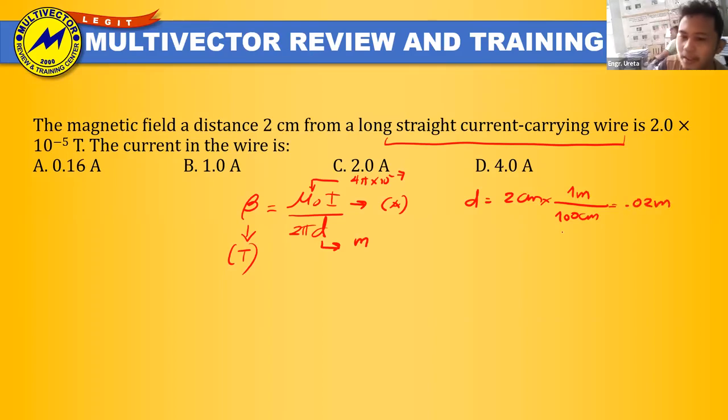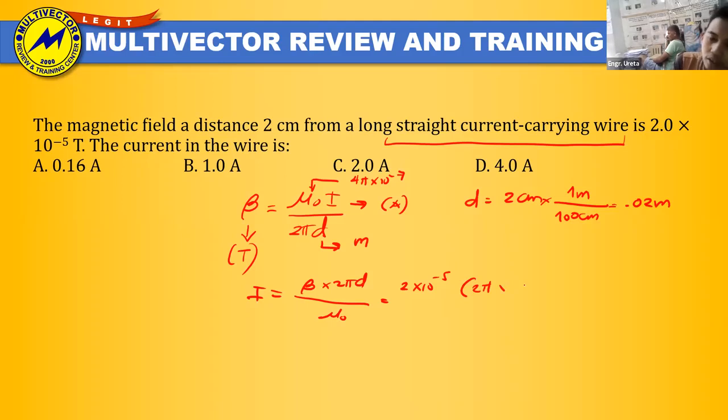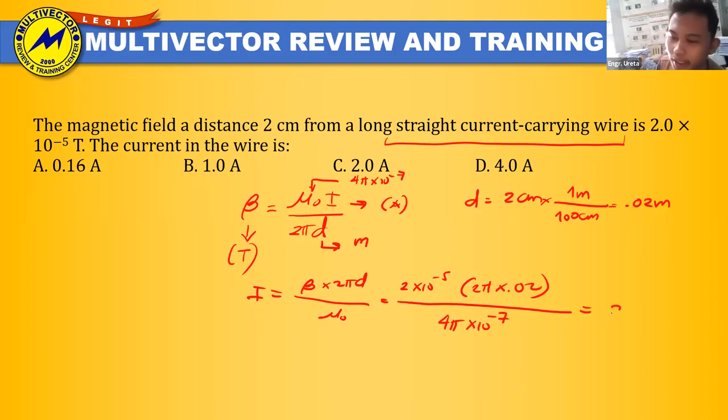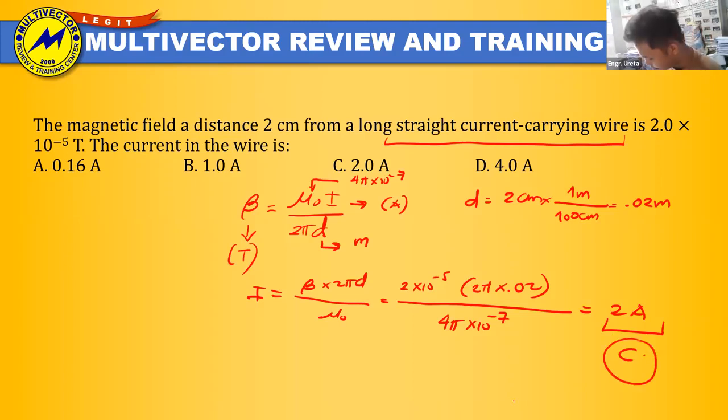That gives 0.02 meter. Therefore, our current is just equals to B times 2 pi D over mu sub 0. B is 2 times 10 raised to negative 5, times 2 pi times 0.02, all over mu sub 0, which is 4 pi times 10 raised to negative 7. When computed, it comes out to 2 ampere, so letter C. So that's problem number 66. Next.